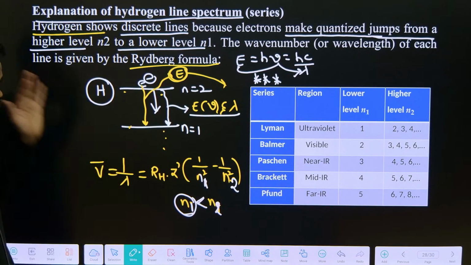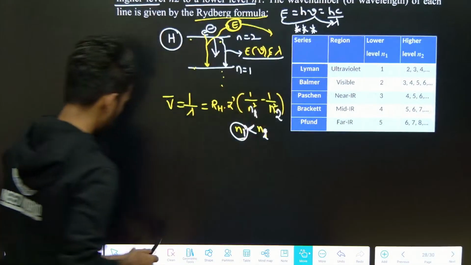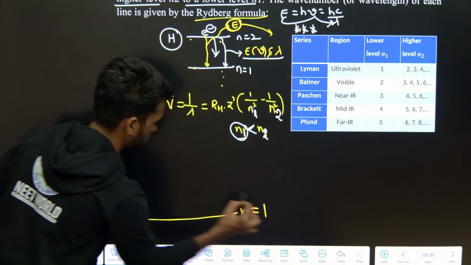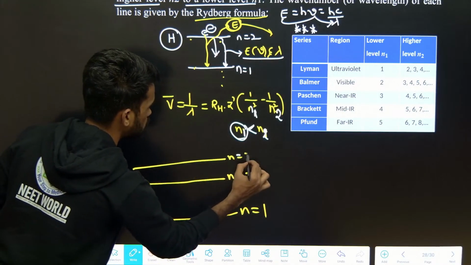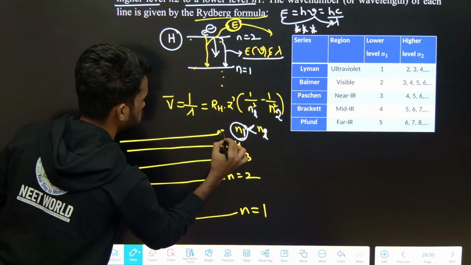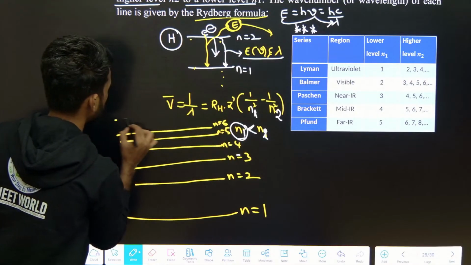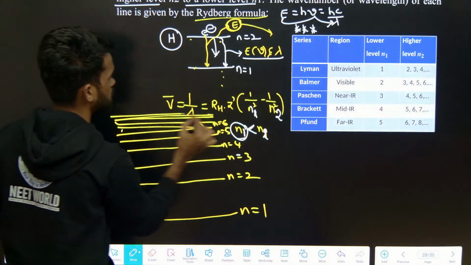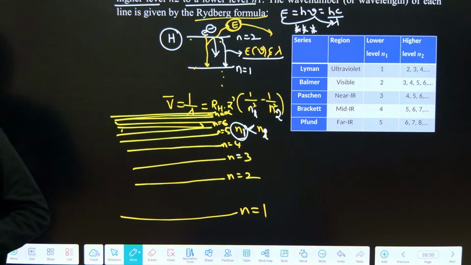Now let us understand this more effectively, like this spectra. See, I am writing some lines here: n equals 1, here n equals 2, here n equals 3, n equals 4, n equals 5, n equals 6, like that. If it keeps going upward, the n values increase and will reach n equals infinity somewhere at the top.